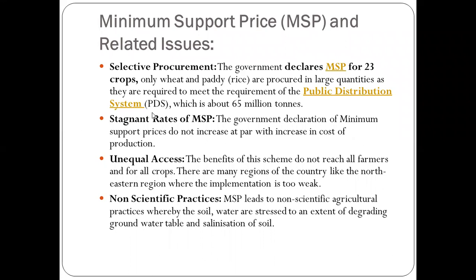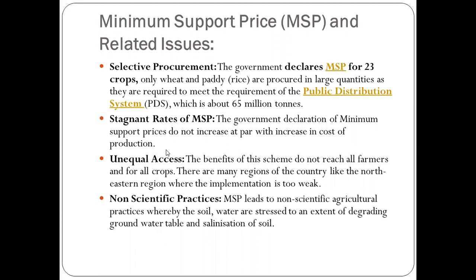Next, second part, stagnant rates of MSP. The government-declared minimum support prices do not increase as the cost of production increases. The government just gives this price according to itself, and they do not support the farmers. If their production is more, then they need to give more prices to the farmers. But what price do they have to set?